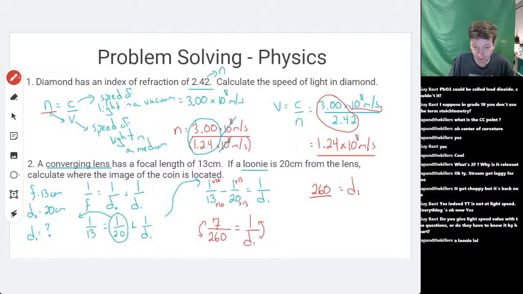260 over 7. You can put that on your calculator, divided by 7. So we get 37.1, so 37 centimeters. And now they've finished the question.